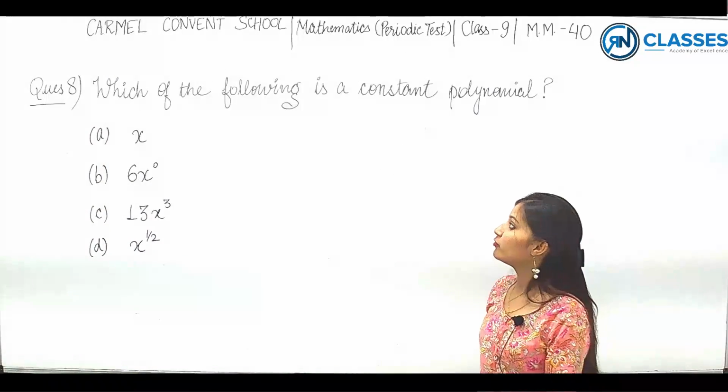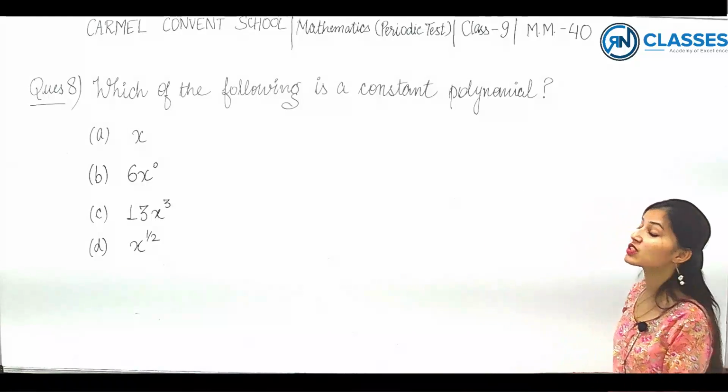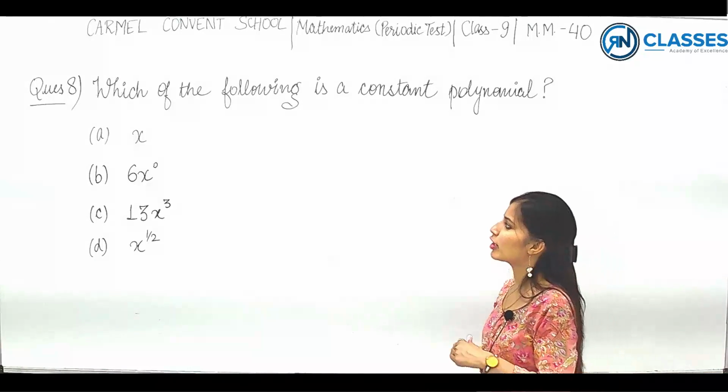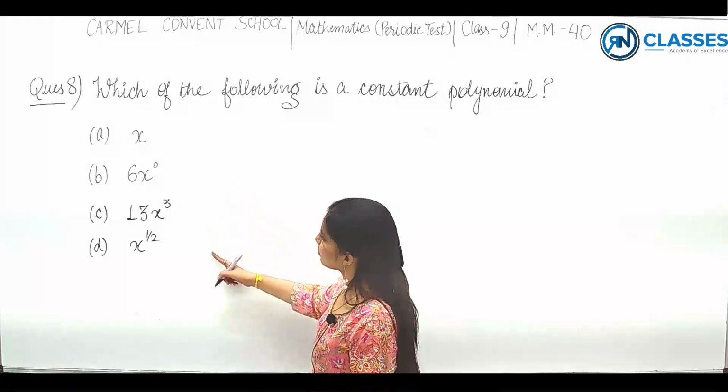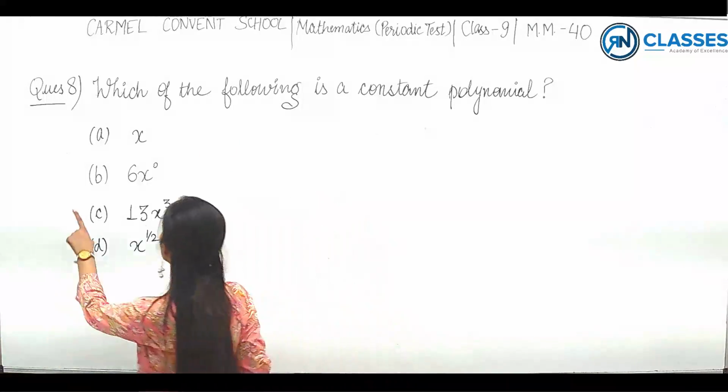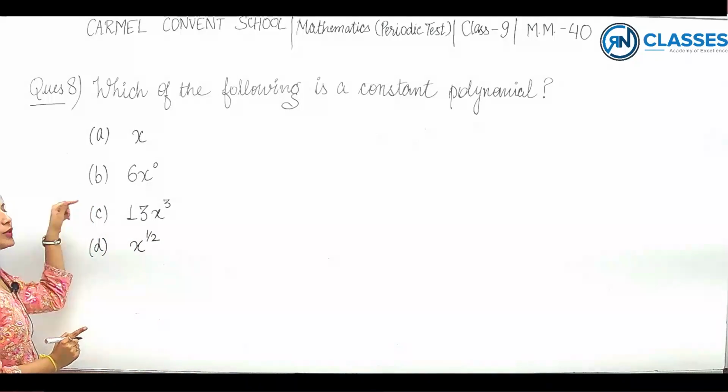Question number 8. Which of the following is a constant polynomial? Constant polynomial means degree should be 0. So degree is 0 in this case. So correct answer is option B.